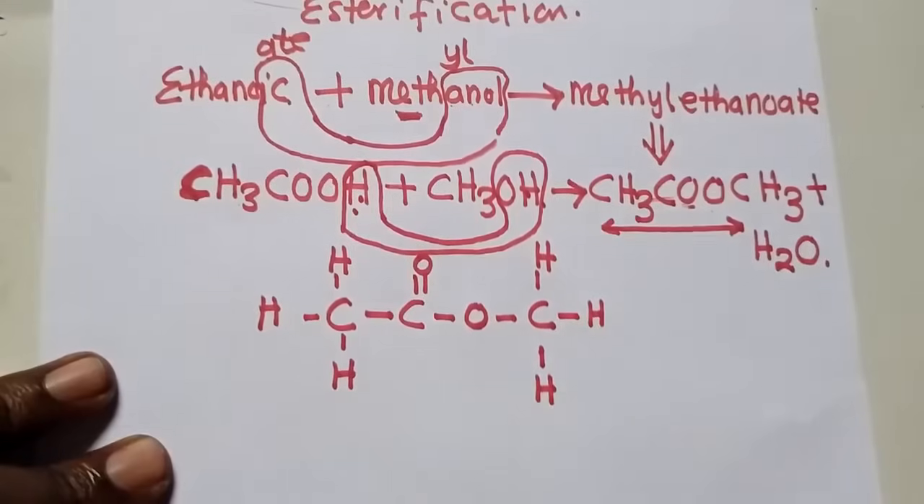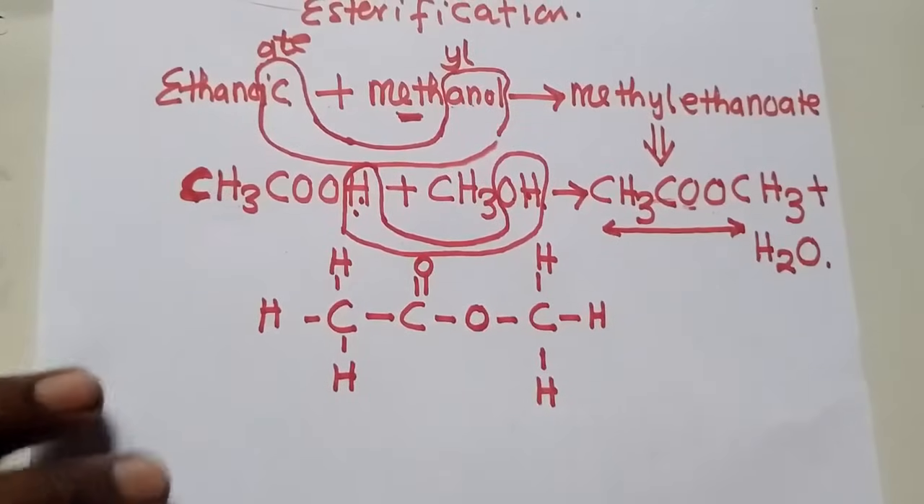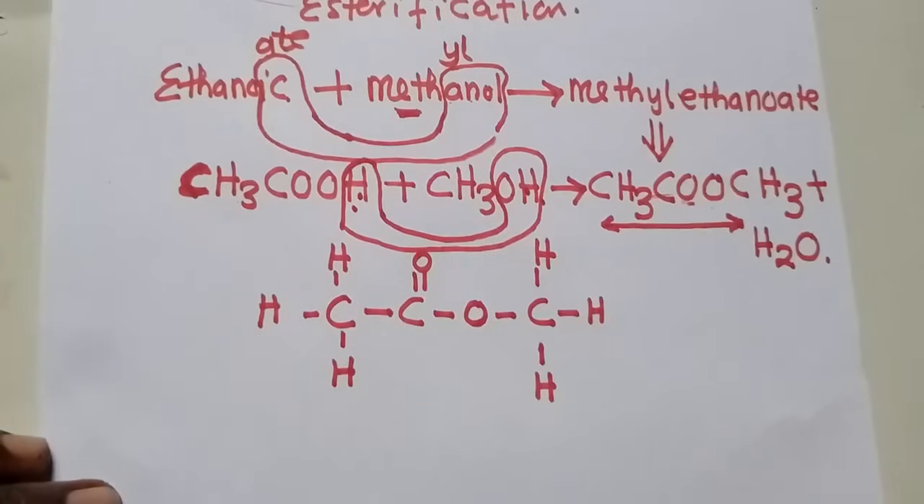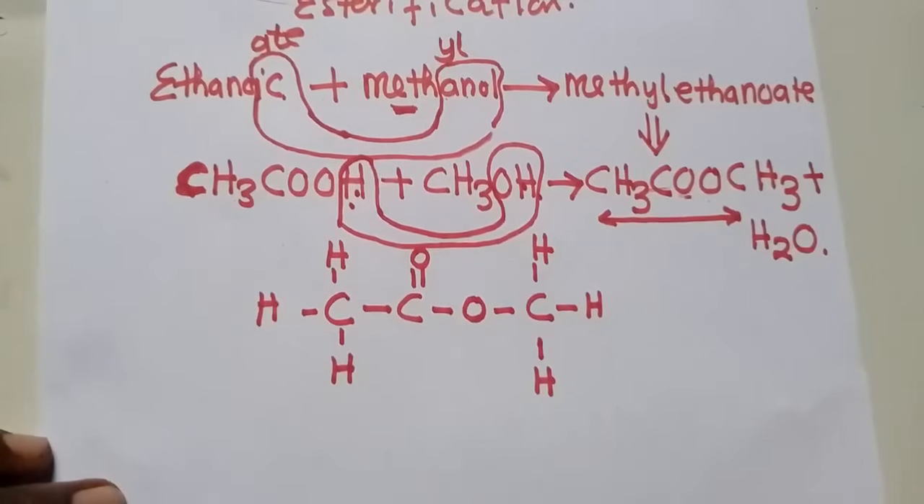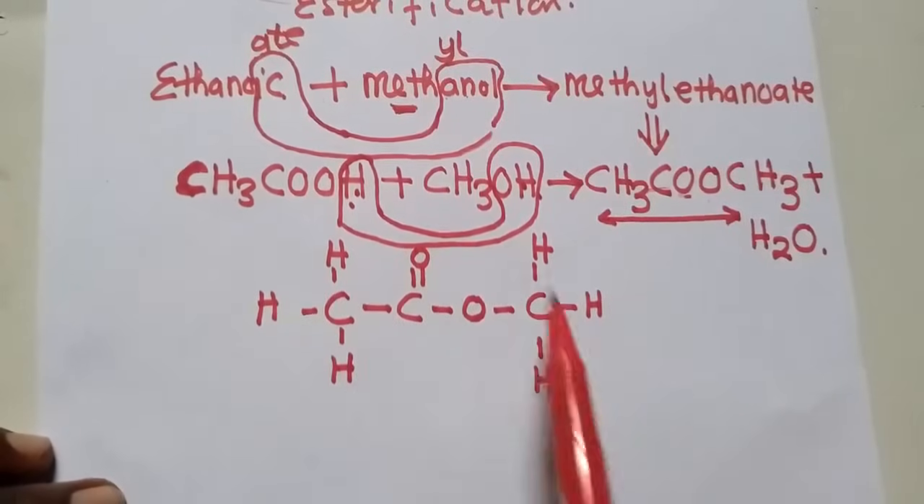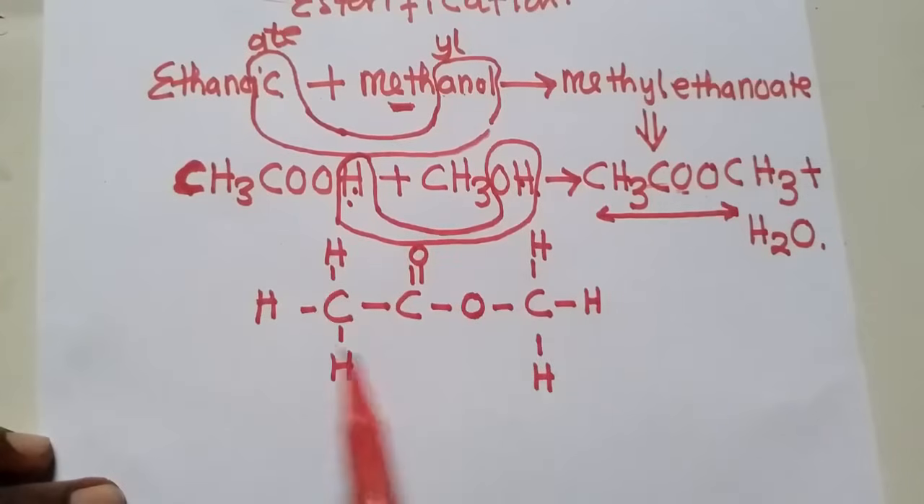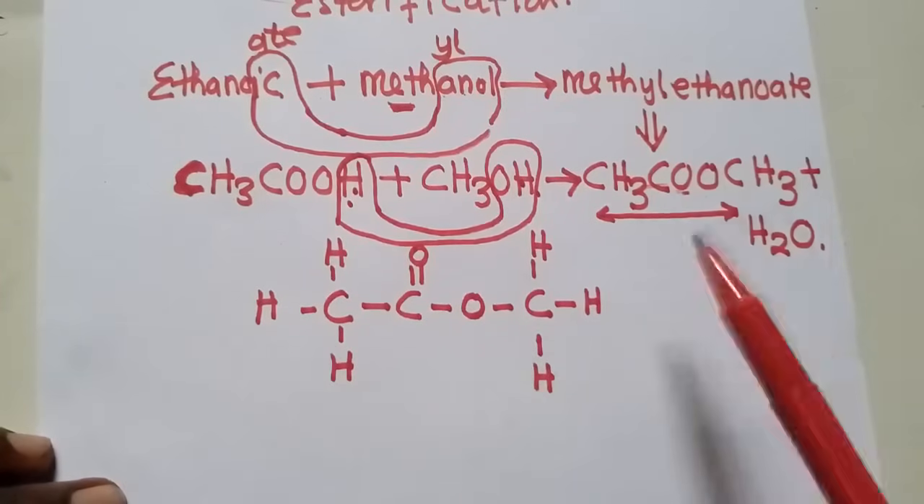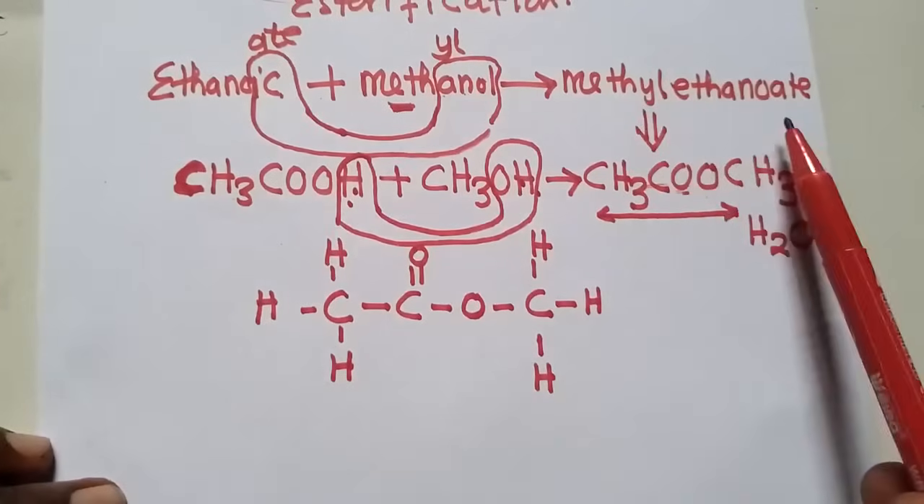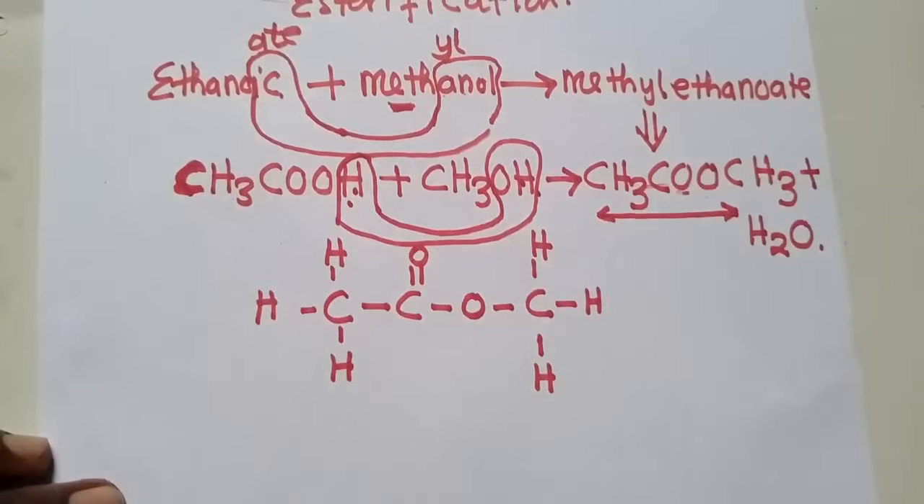This is the compound. This is how we write the compound. Hope you are able to understand this. This is how we write the compound, which is an ester. So this is an ester. What is the name of this ester? It is called methyl ethanoate. This is how we get to call it.